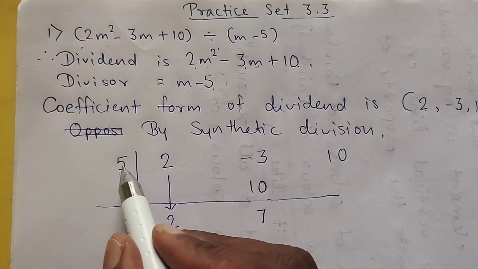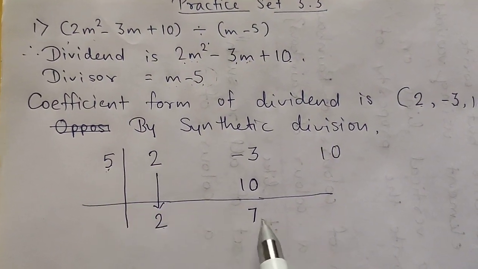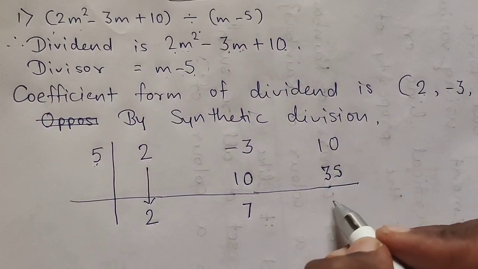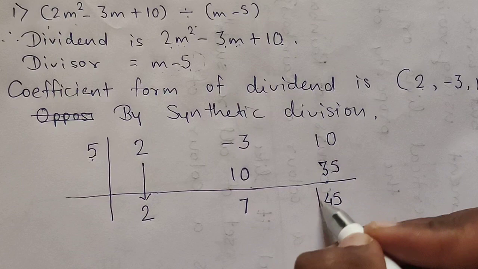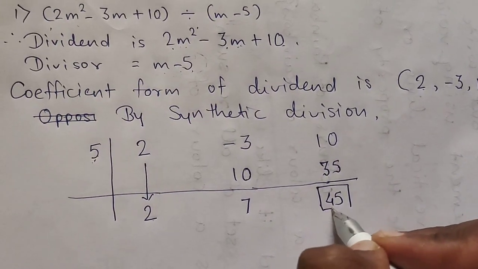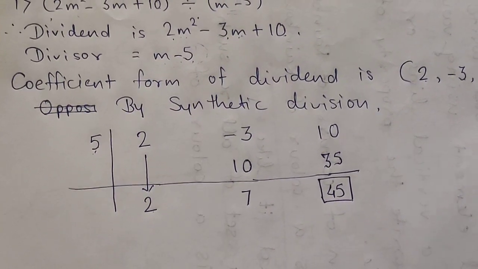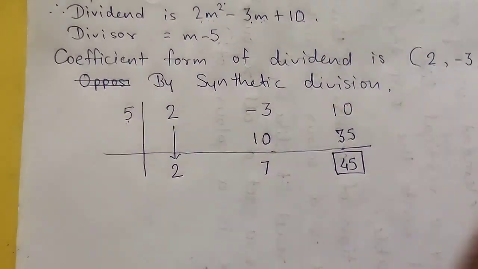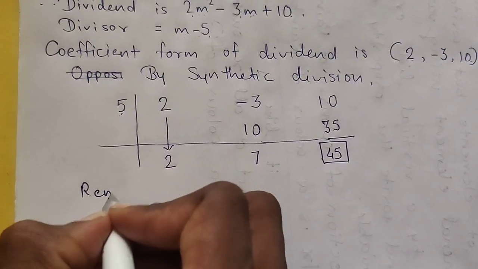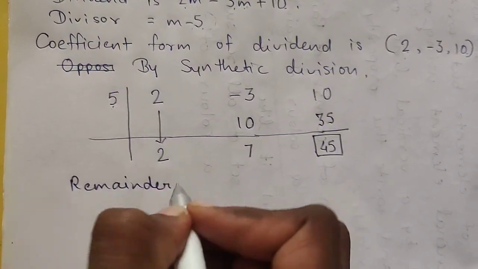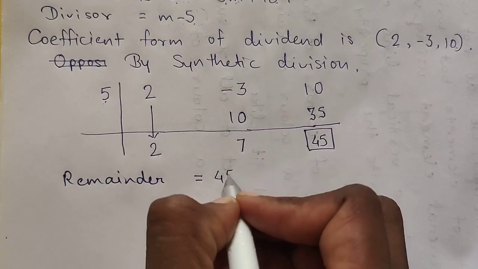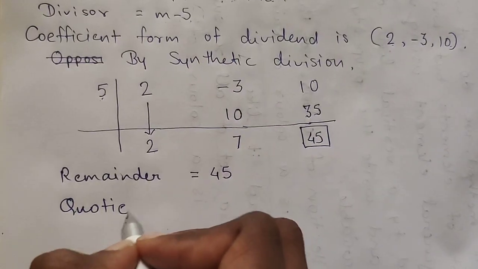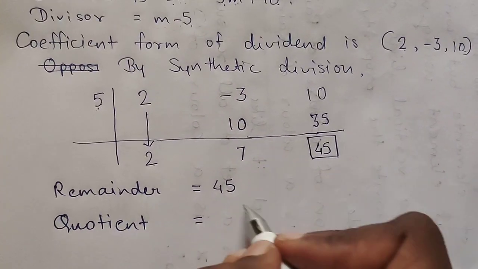Again do the multiplication of 5 with 7. So 5 7s are 35. Okay. Now if you add these two, you are going to get 45. And this is your remainder. So put this in the box. Okay. So this is your remainder and this is your quotient. So let us write that your remainder equals to 45 and your quotient, see here, you got 2 and 7.